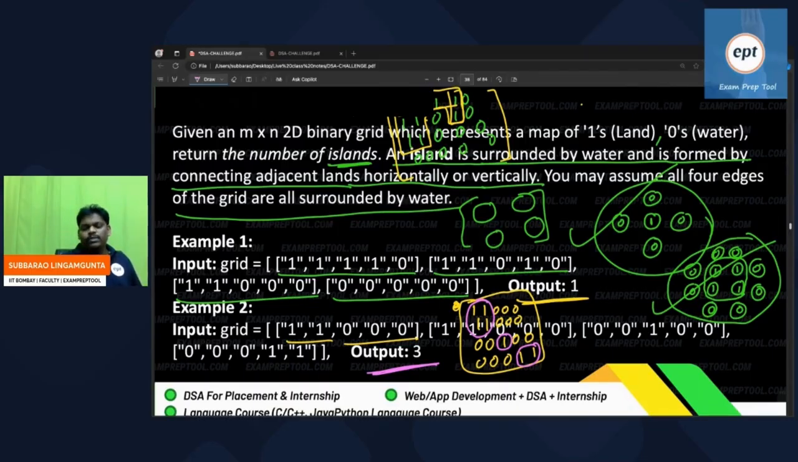How will you solve this? Let's see this. This is one island. This is one more. This is one more. Totally three islands. So in the next class, I am going to give the answer for this.